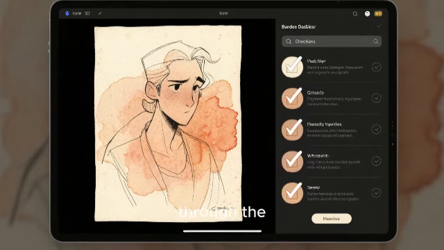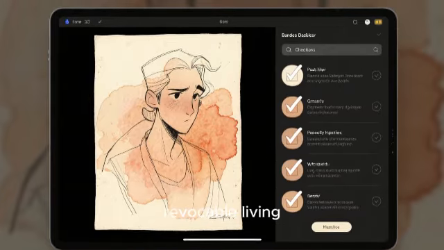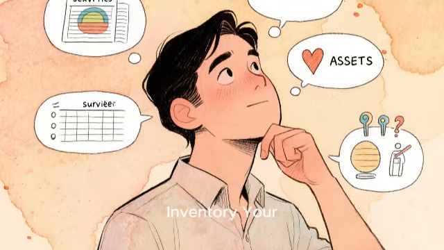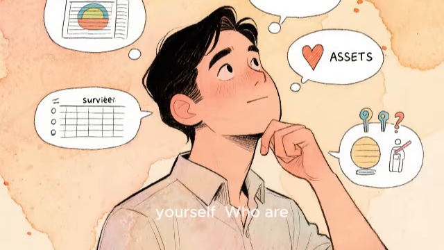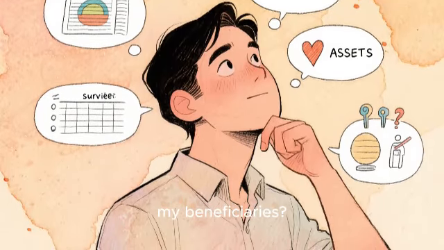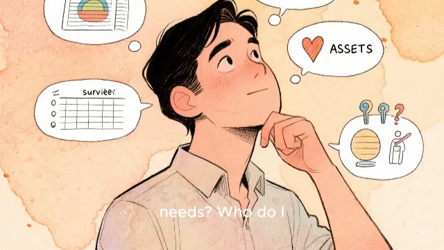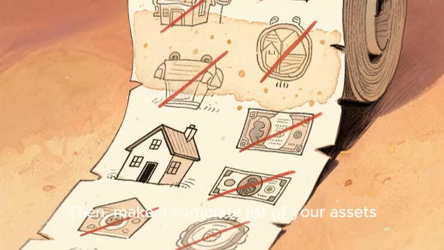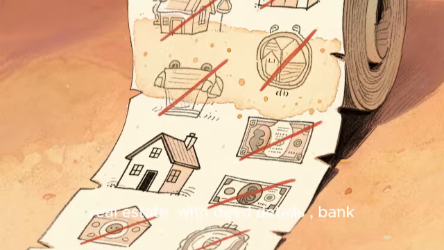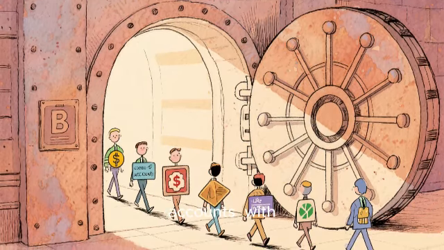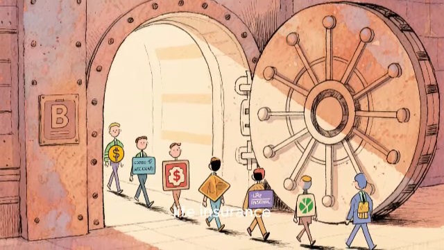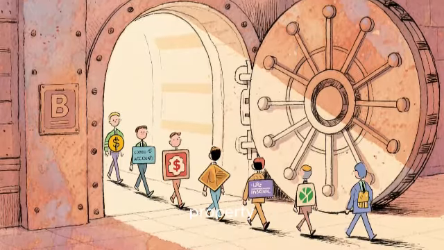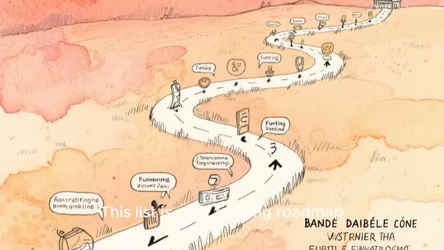Now, let's walk through the concrete steps of setting up a revocable living trust. Step 1. Define your goals and inventory your assets. Ask yourself, who are my beneficiaries? Do any have special needs? Who do I trust to be my trustee? Then, make a complete list of your assets. Real estate with deed details, bank and investment accounts with account numbers, life insurance policies, business interests, and even valuable personal property. This list is your funding roadmap.